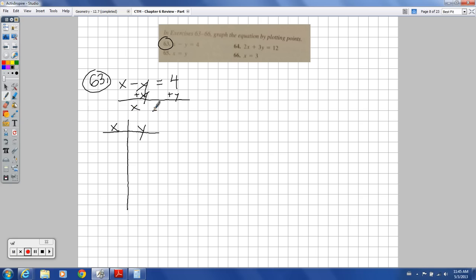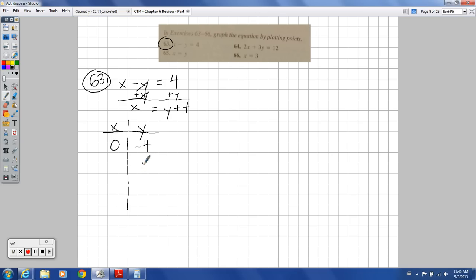So I'm going to say that X, this would cancel, equals Y plus 4. You could have done the same thing with y, though. You could have solved for y and picked a value for x. But I'm going to pick a value for y now instead and see what I get for my x values. So I notice if I plugged in -4, that would give me 0 for x. -4 plus 4 would be 0. So that's 1 point that would exist.